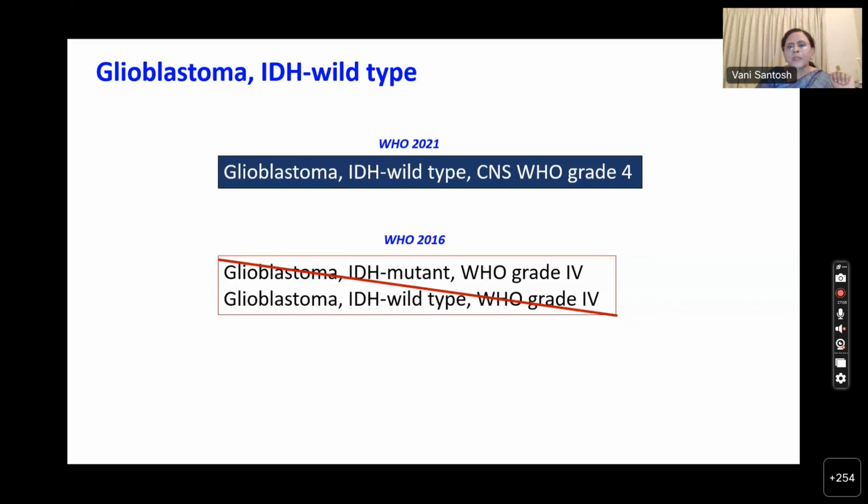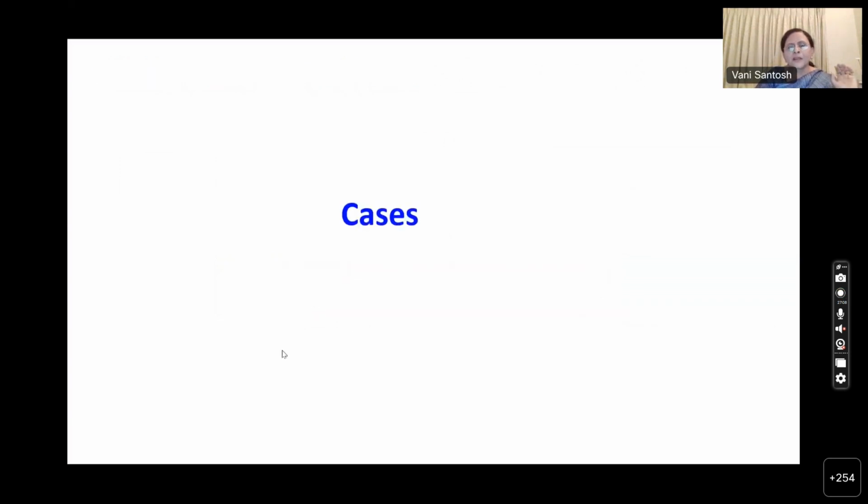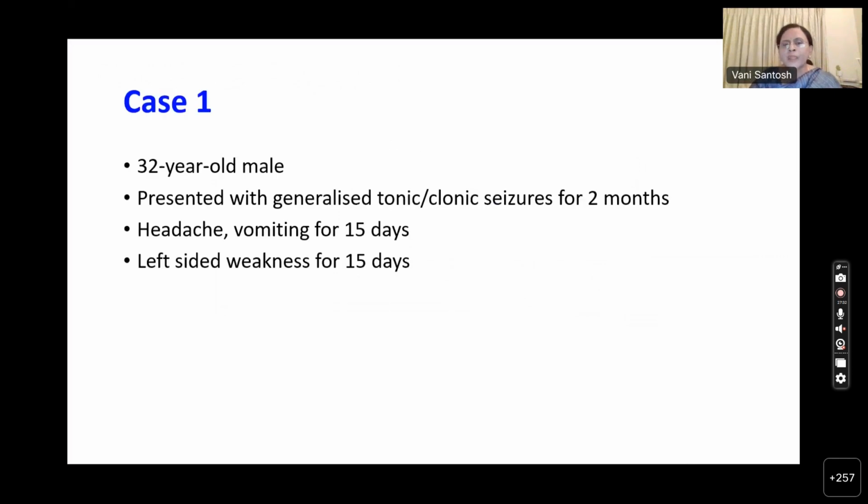Okay. So with this introduction, if you have any doubts at this point of time, maybe you can put it in the chat box, or we can discuss it subsequently. But we'll start with the cases, because then all these will become more and more clear to you. So the first case, case number 1, will be discussed by Siddhi. Siddhi, are you there? Yes, ma'am. So you can discuss this case.